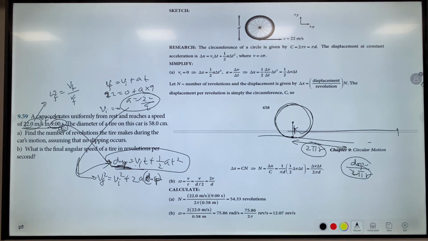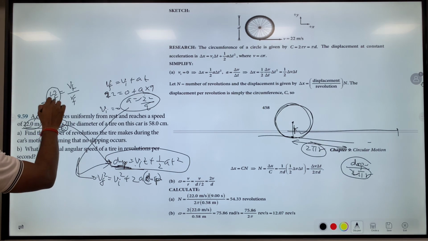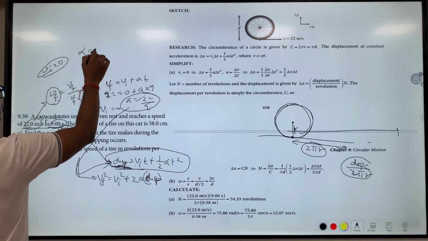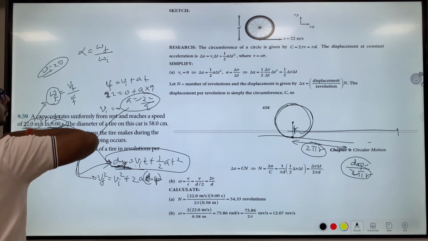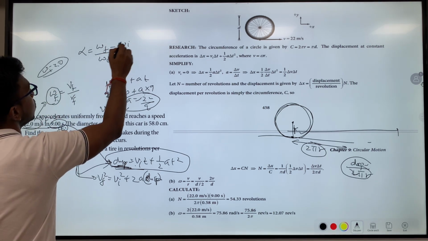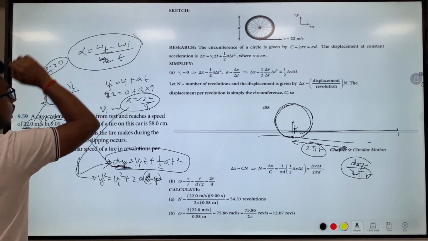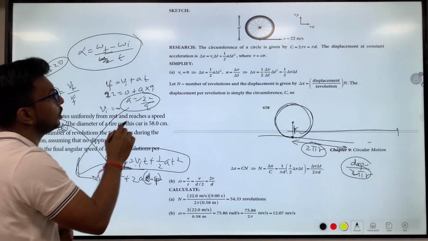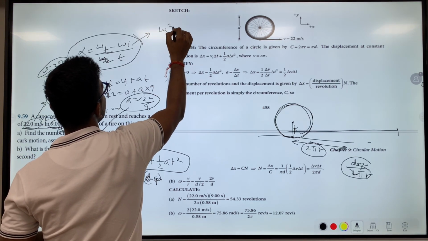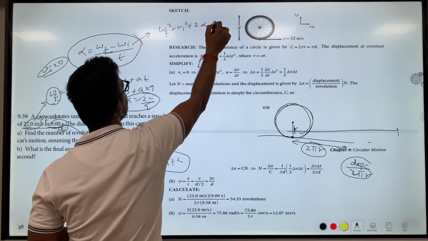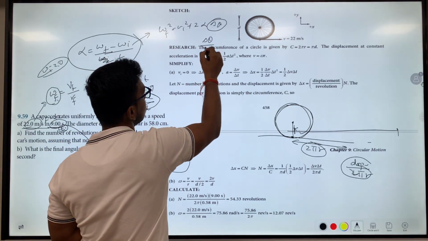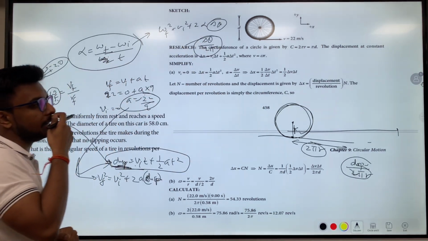Another way of doing it is you can find alpha. I have omega final, omega initial is 0. So I can find alpha, which is omega final minus omega initial over time. I have the time. Once I get alpha, now I can find out delta theta, because omega final square equals omega initial square plus 2 alpha delta theta. Once I have delta theta, I can divide it by 2 pi, I will get the number of revolutions. But actually, I think their method is relatively easier.